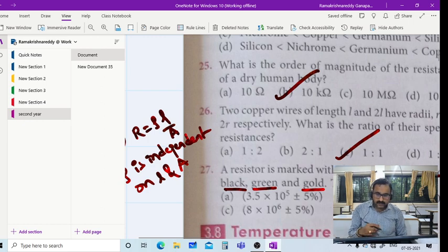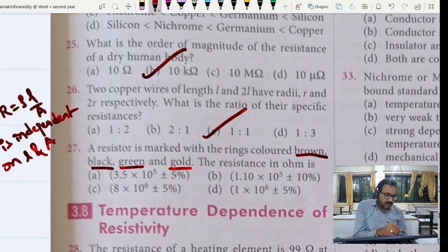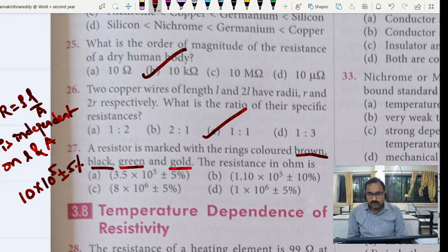So first one according to the colors. First one, what is that? 1, 0 into 10 power 5 plus or minus 5%. That is only they wrote like 1 into 10 power 6 only. How can we write that one? 1 into 10 power 6 plus or minus 5%. That is the fourth option we are getting.